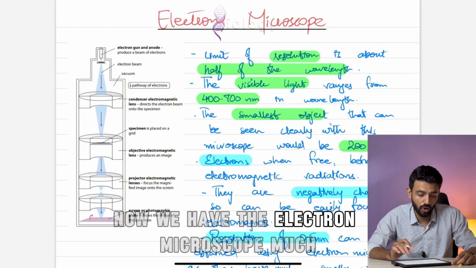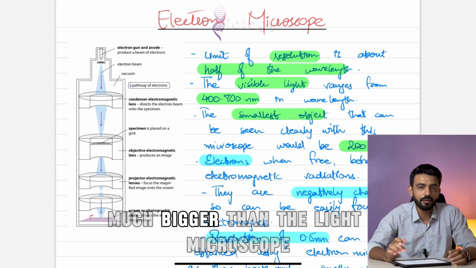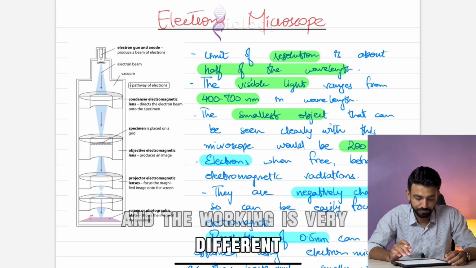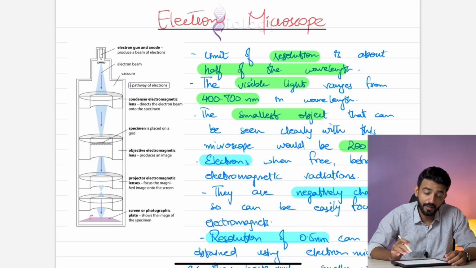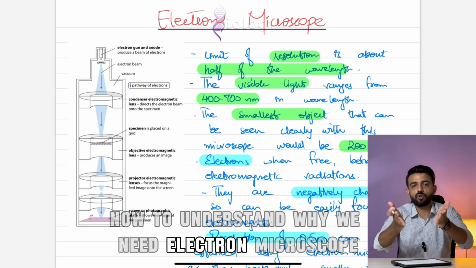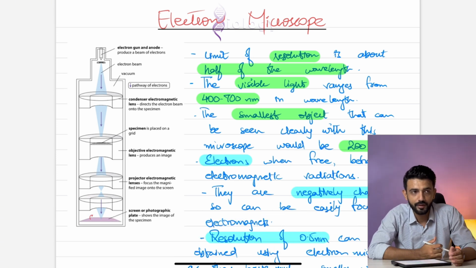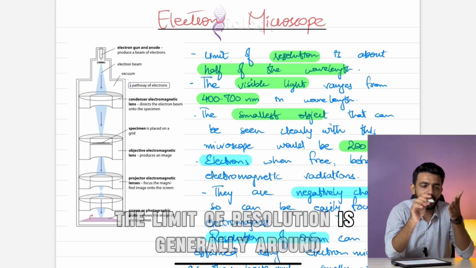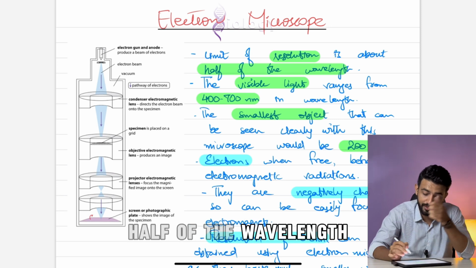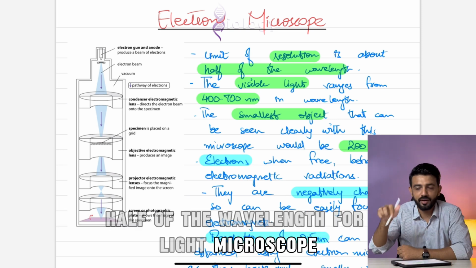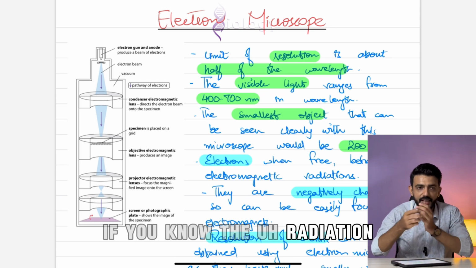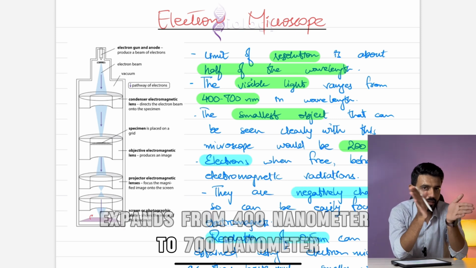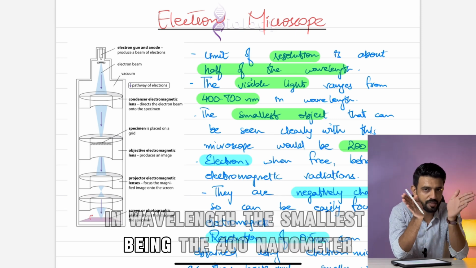Now we have the electron microscope, much bigger than the light microscope, and the working is very different. The basic principle is the same. Now, to understand why we need an electron microscope when we already have a light microscope: the limit of resolution is generally around half of the wavelength. For a light microscope, the visible light expands from 400 nanometers to 700 nanometers in wavelength, the smallest being 400 nanometers.